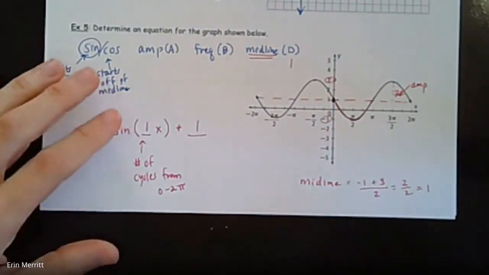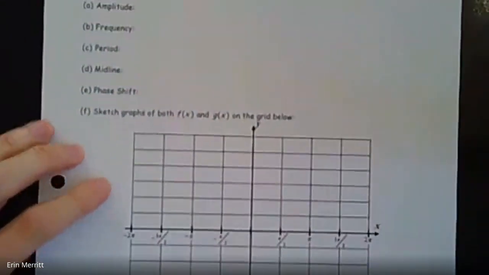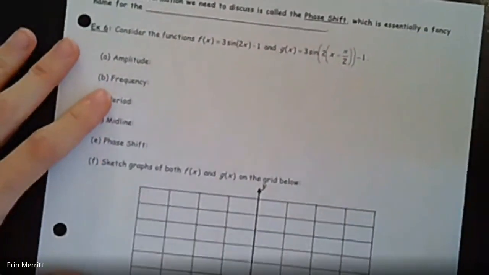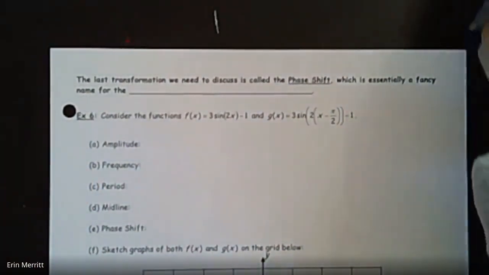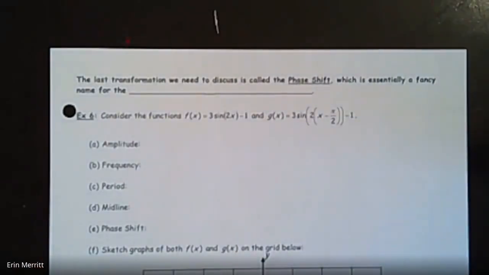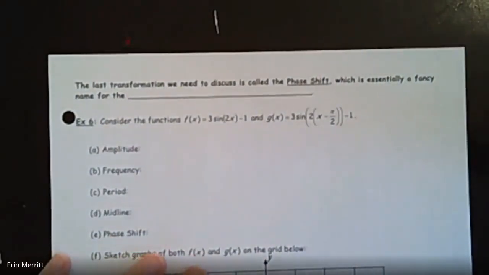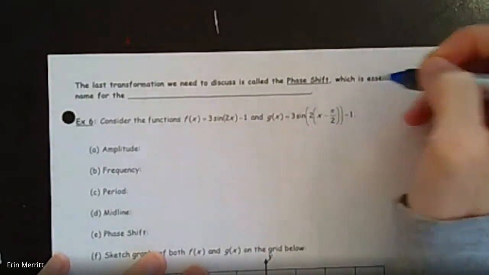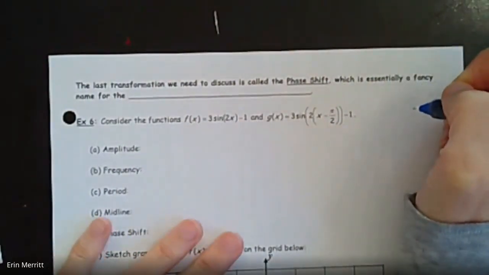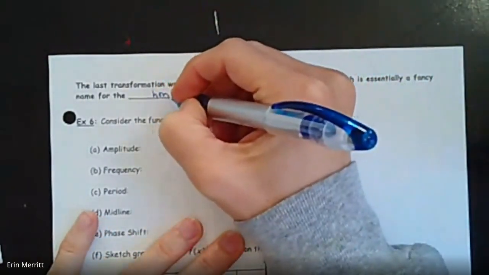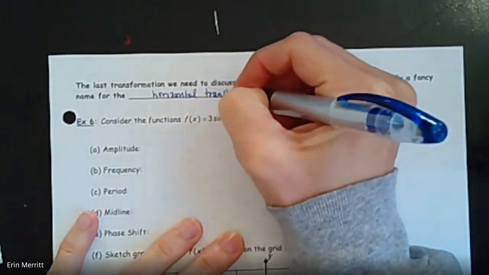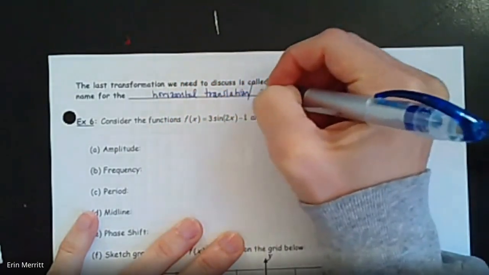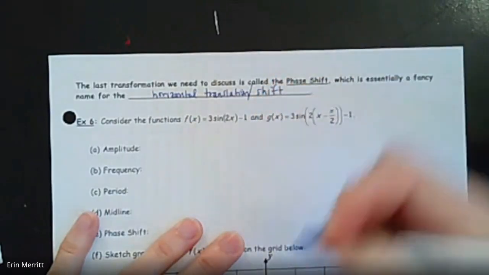Okay, I think we've only got one left, but it's about phase shift. It's the only one that we talk about with phase shift because for the most part, we try to avoid having phase shifts. It just makes things easier if we don't have to deal with them, but we still have to at least talk about them. So it says the last transformation, the phase shift, which is a fancy way, right, of saying a horizontal translation or horizontal shift.